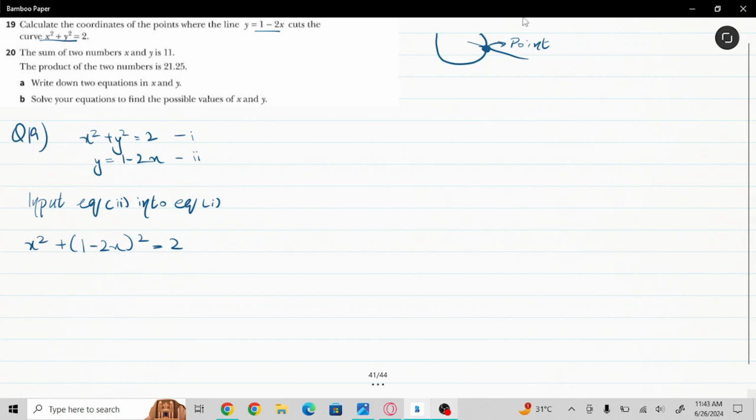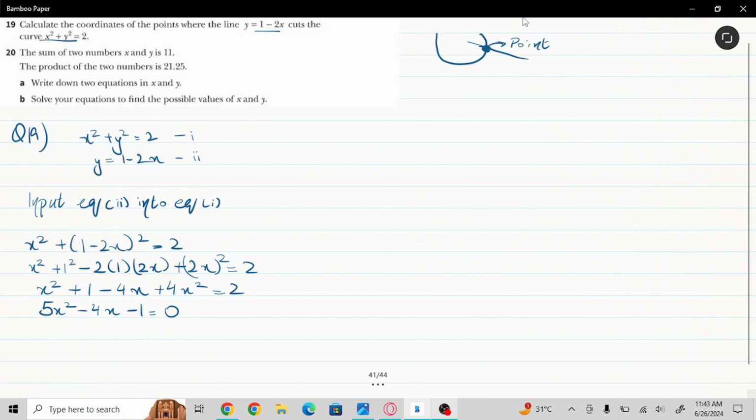Now we simplify this: x² plus a², meaning 1², minus 2ab, meaning 2 times 1 times 2x, plus (2x)² equals 2. Simplifying further, x² + 1 - 4x + 4x² = 2. Combining, 5x² - 4x + 1 - 2, which is -1, equals 0. Now we use the quadratic formula.